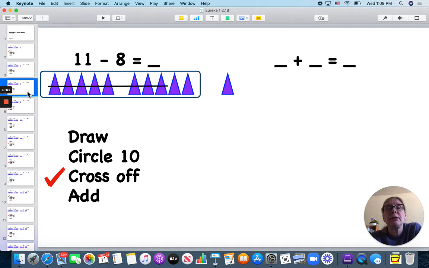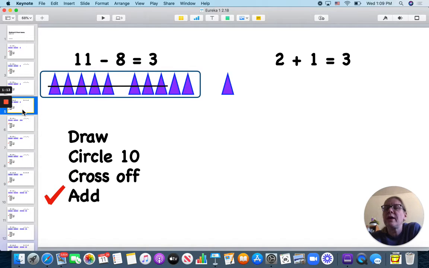Our next step is to add. We have to add our leftover numbers that are in our circle box and all ours that are not in our circle box. So that means we have to add 2 that are in the circle box plus the 1 that's not. 2 plus 1 equals 3. So that means 11 minus 8 equals 3. Let's try it again.